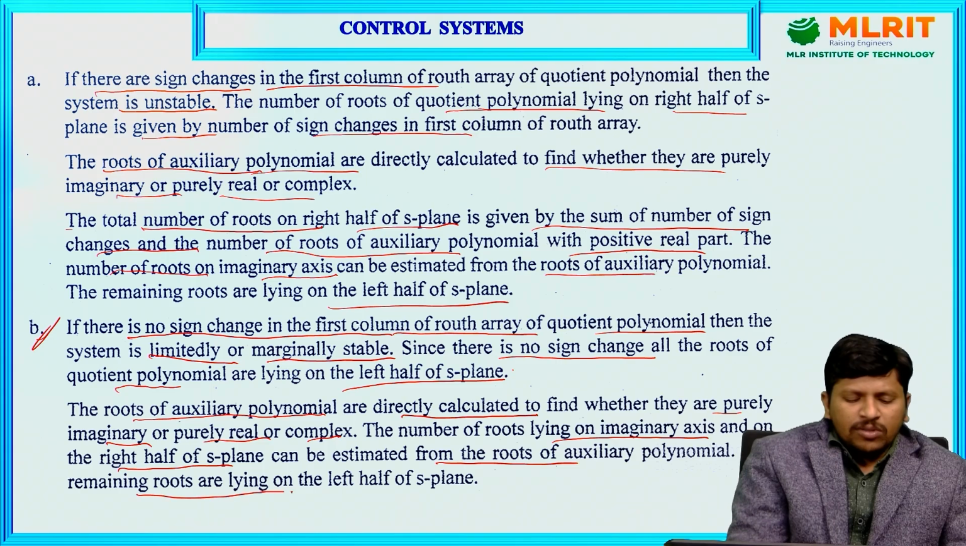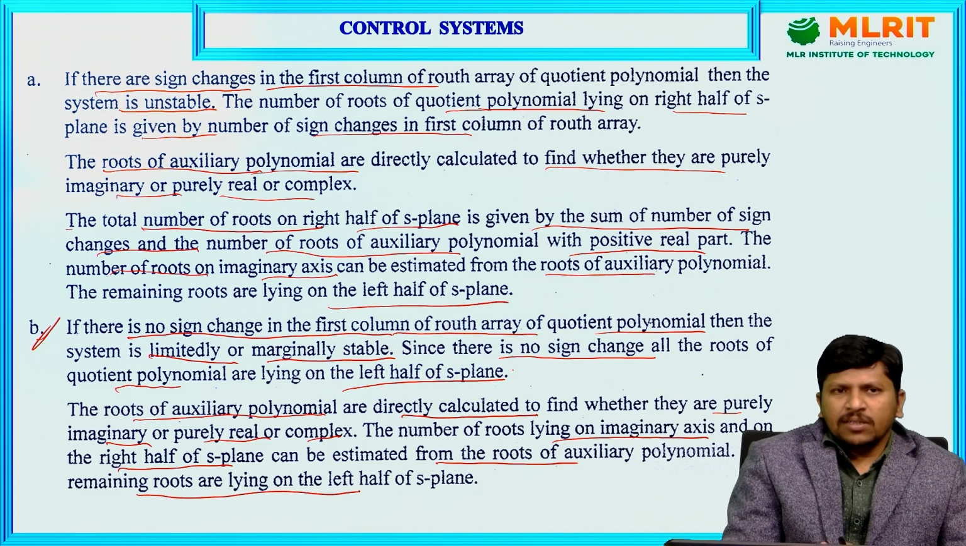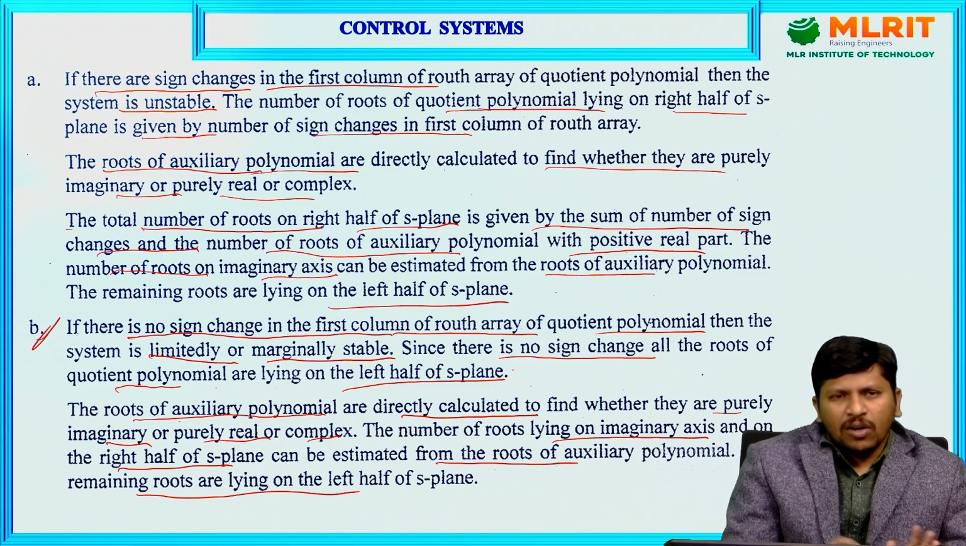The remaining roots are lying on the left half of the s-plane. These are the two methods. When we use the condition of case 2, we are going to use these two methods. In that method, we observe whether sign changes are there in the first column or not. From that, we estimate whether the given system is stable or unstable.